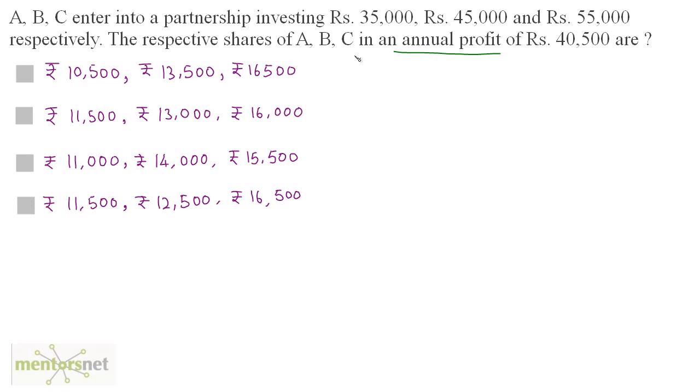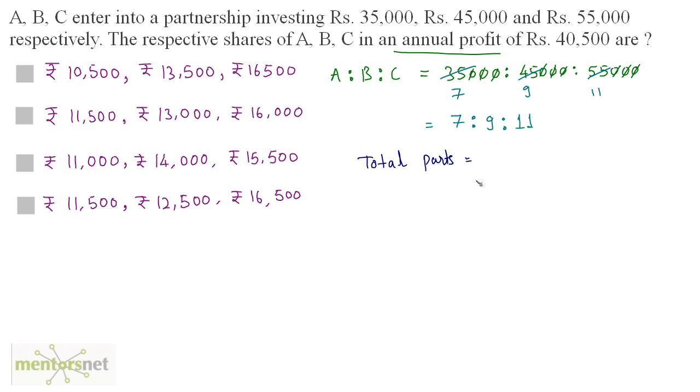So let us assume that the ratio of their profits A is to B is to C is equal to the ratio of amounts they invested. So 35,000 is to 45,000 is to 55,000. So these zeros get cancelled out and 5 times 7 is 35, 5 times 9 is 45 and 5 times 11 is 55. So the ratio is 7:9:11.